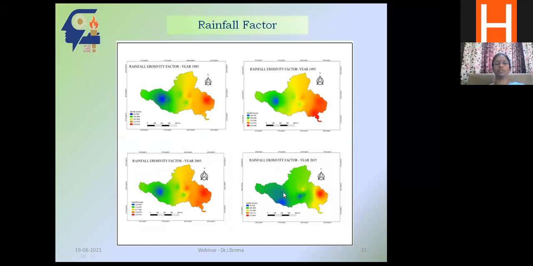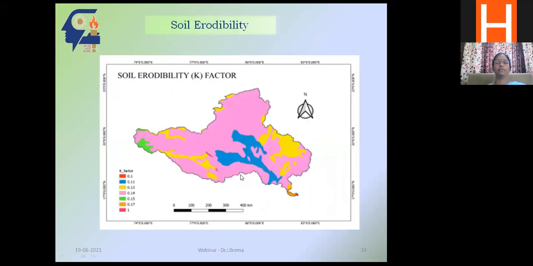We could see this spot is having higher rainfall most of the time. And this is the soil erodibility, one of the important factors for soil erosion. This is standard data. We had to make it from a vector map into a raster map.